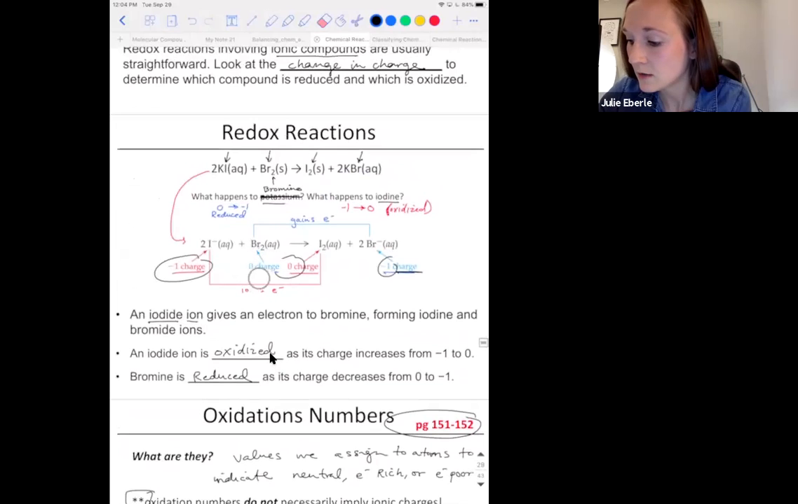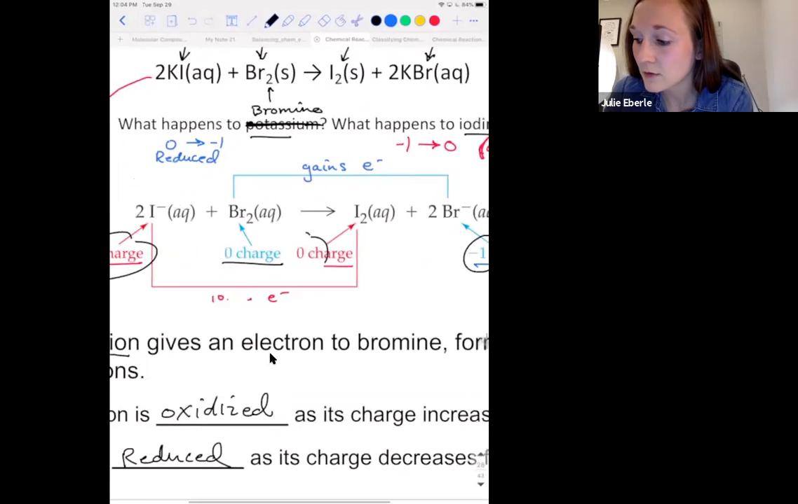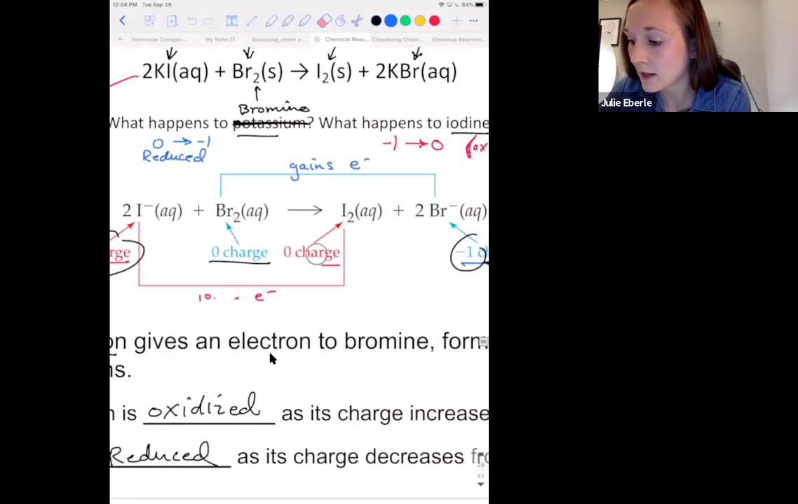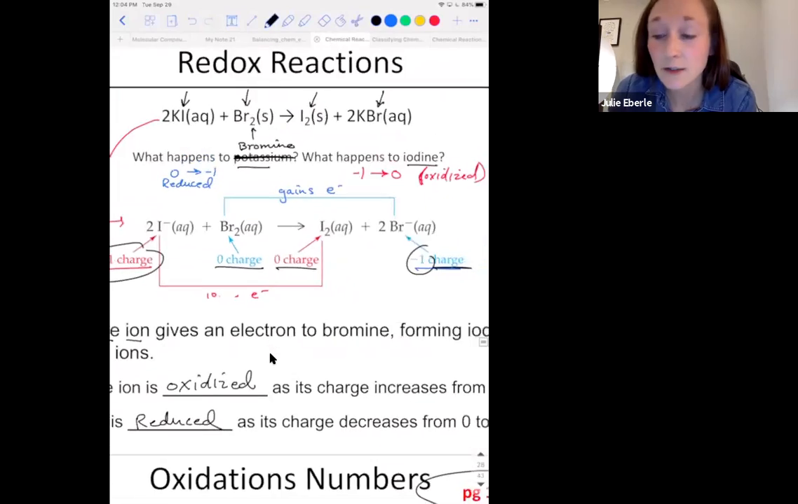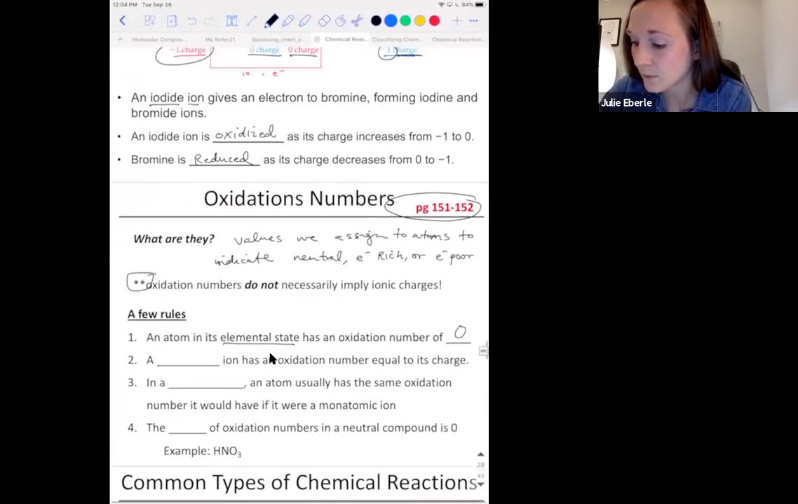Let me zoom in with bromine, okay? Right here we said, now again, I know we're using the word charge, when it's by itself, 0 charge. Same idea with iodine. On the product side, it was by itself, so we said it has 0 charge. That's actually the oxidation number we're writing in. Something by itself has an oxidation number of 0.